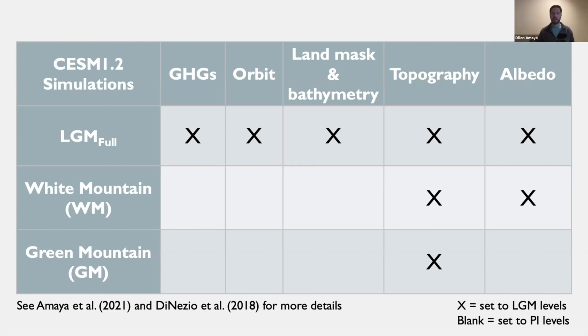Everything else is pre-industrial. And then a third simulation that we call a green mountain simulation, which is just the topographical forcing and the surface characteristics of the ice sheet. Even though it's really tall, the surface characteristics are going to be set to pre-industrial levels, so that ice sheet is tall and relatively dark, so it's not as shiny, less thermodynamic forcing.